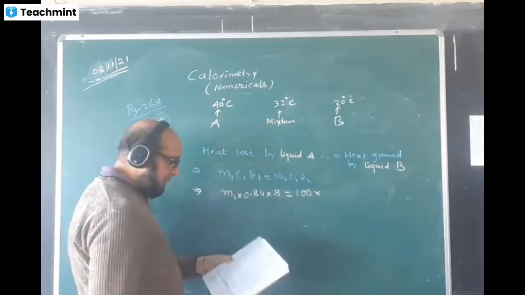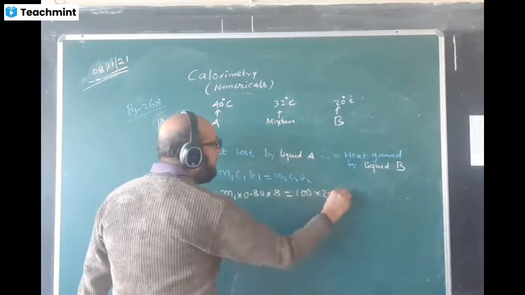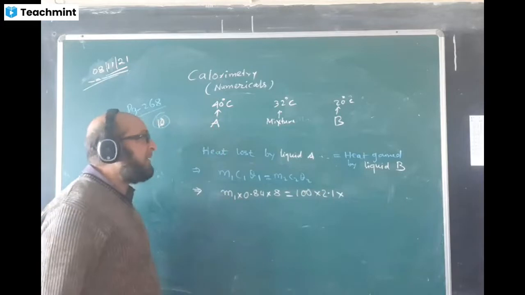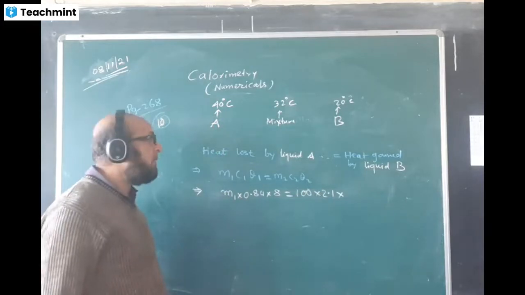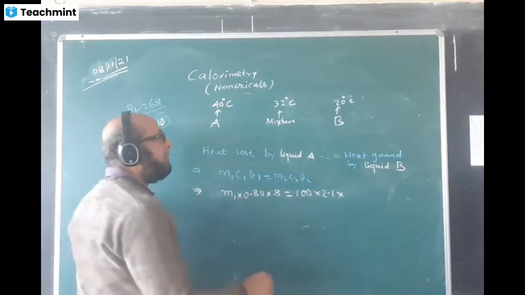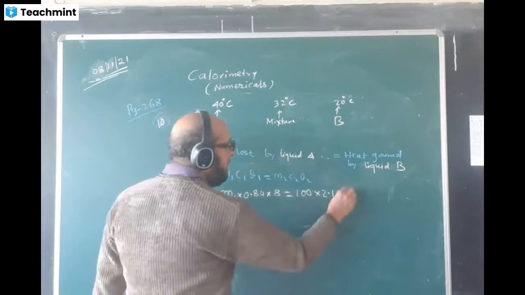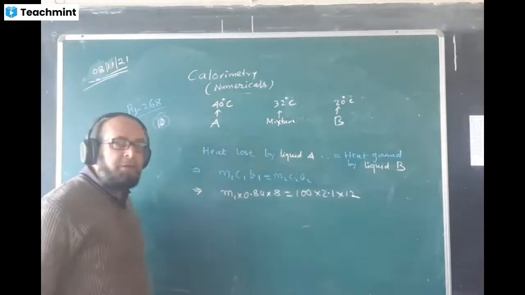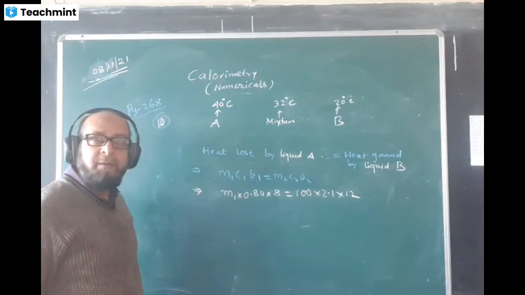C2 is given as 2.1 joules per gram, so keep it in gram only. Theta 2 is how much? 32 minus 20. Do the calculation. 32 minus 20 is coming 12.